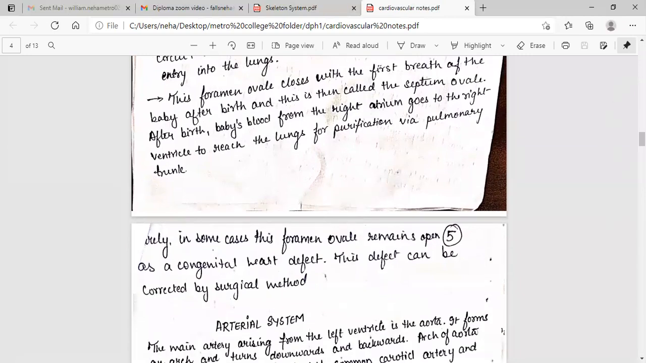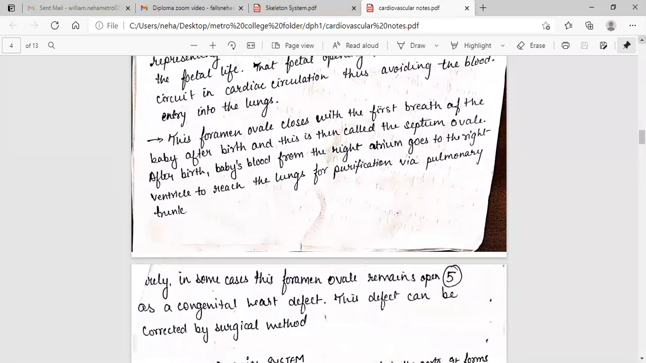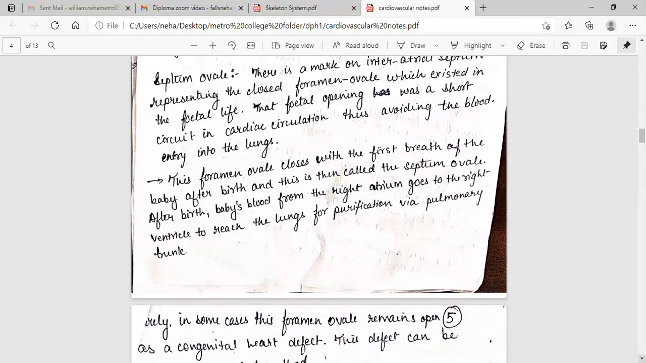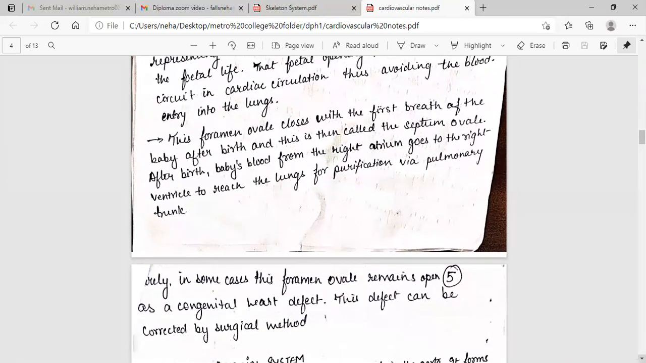Rarely, in some cases, this foramen ovale remains open as a congenital heart defect. This defect can be corrected by surgical method.